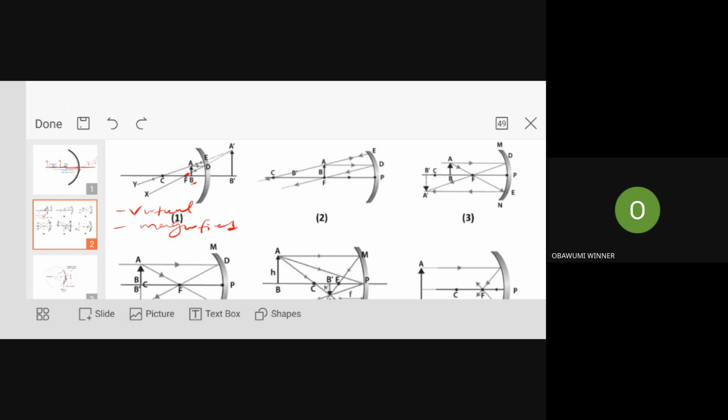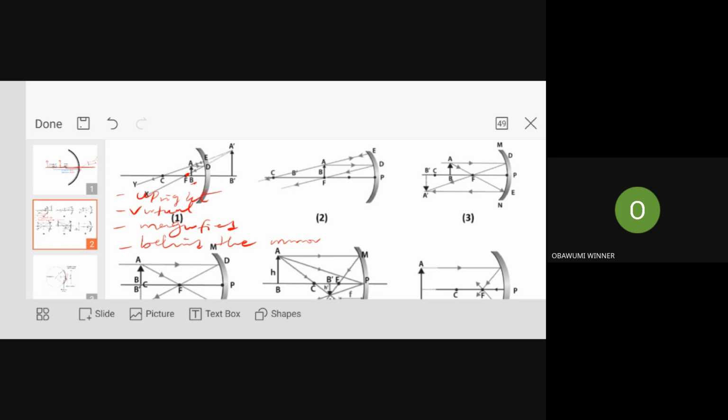Now, the third characteristic is that the image will be formed behind the mirror. Clearly, you can see that, which is exactly why the image is virtual. So the image will be formed behind the mirror. That's the third characteristic. All right. So we are going to have a virtual image. We are going to have a magnified image. We are going to have an image formed behind the mirror. And then the fourth characteristic, which is the last, is that the image is going to be upright. So let me write it here. Image is going to be upright.